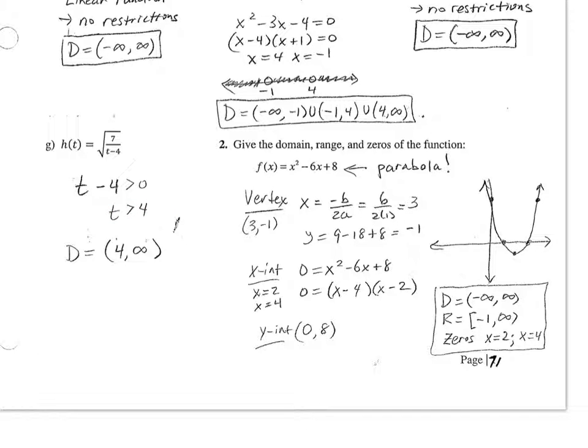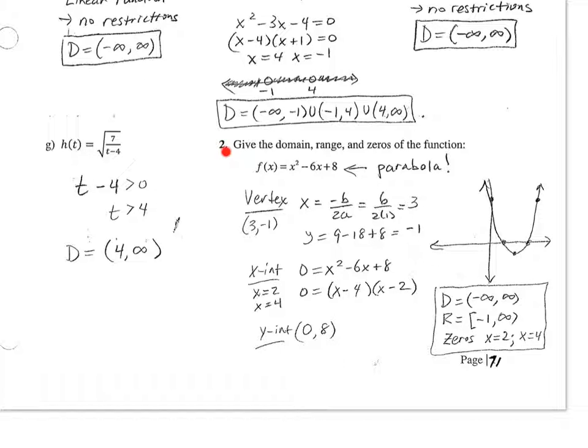Again, we did not write greater than or equal to, because if t was actually equal to 4, then that would put a 0 in this denominator, which would create an undefined quantity. So the domain of this function given in part g is the interval from 4 to infinity.